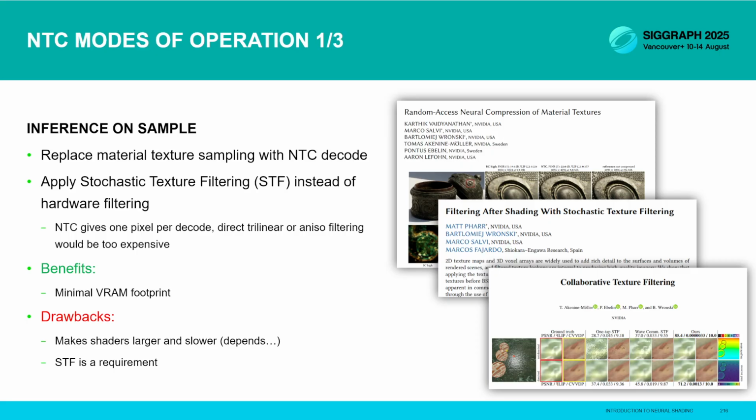The on-sample decoding makes shaders slower, which can have a dramatic effect on the more complicated renderers such as path tracers, and you have to use STF that introduces noise. Although there are newer techniques like collaborative texture filtering that significantly reduce that noise.